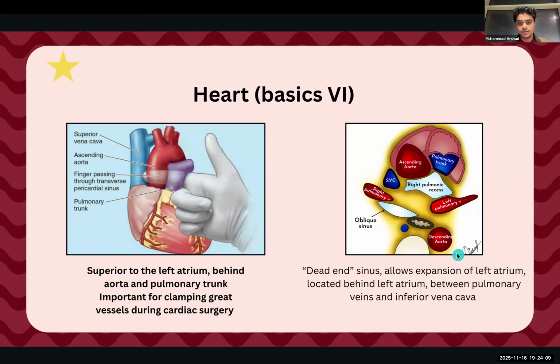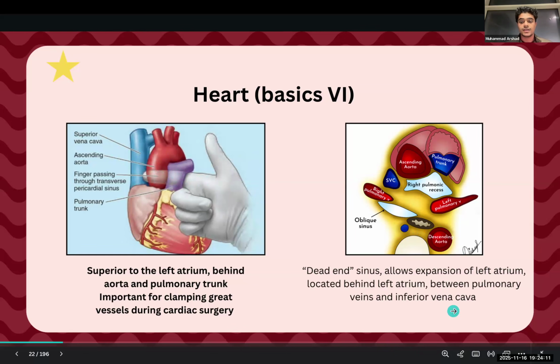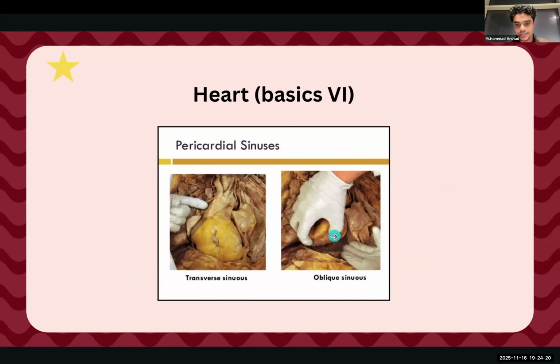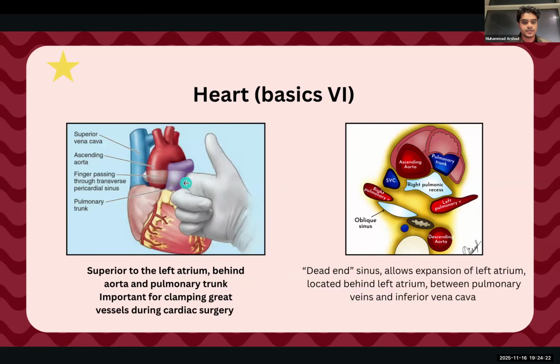And then you have the oblique sinus. It's not necessarily as high yield, but you should definitely still know this. It's known as a dead end sinus, because if you felt it in the lab, when you put your hand there, and I think I have a picture here as well, it's a dead end, right? It doesn't go anywhere. Whereas the transverse sinus is not a dead end, because you can still extend your finger all the way through. The oblique sinus is a dead end sinus, and its most important function is that it allows the expansion of the left atrium. It's located behind the left atrium, so behind the left atrium, and it's behind the pulmonary veins and the inferior vena cava.